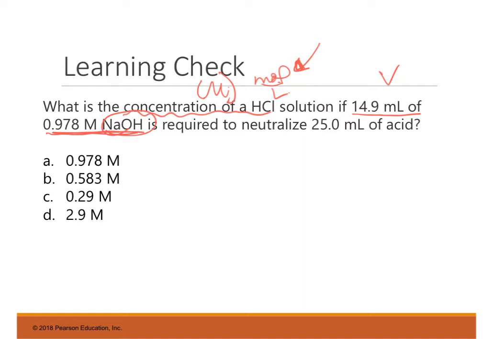Okay, so I'm going to go ahead and convert the 14.9 milliliters to liters. I'm just going to do that in my head, but remember that the conversion factor is 1,000 milliliters equals 1 liter. All right, so 0.0149 liters of sodium hydroxide.